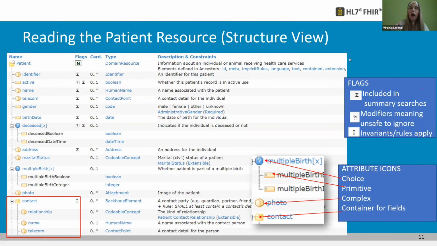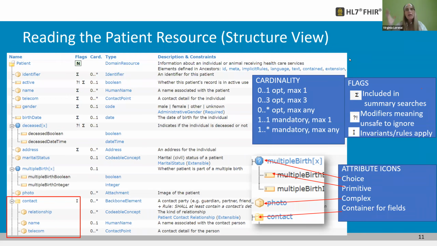And then there's I, and that is the invariant flag. You'll see that by contact there. And what the invariant flag is telling us is there are special rules that apply. And you'll see there's a rule. It says, shall at least contain a contact something or other. I don't know, I covered it up.